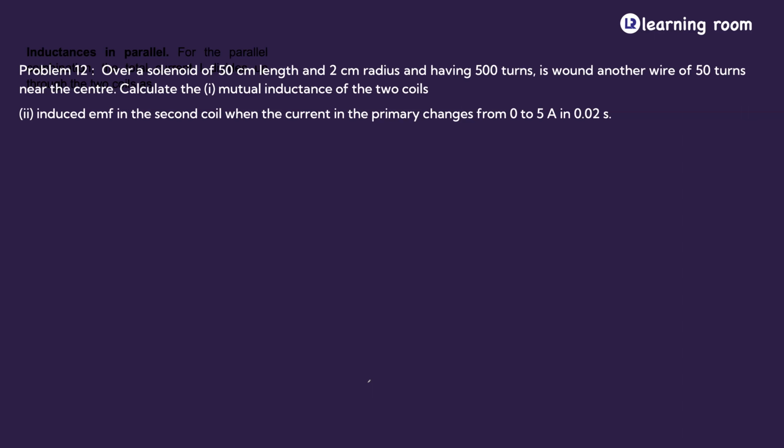So we'll do one last problem and then we'll go to the next two theoretical topics. We'll finish that. Okay. Over a solenoid of 50 centimeter length and 2 centimeter radius and having 500 turns is wound another coil of 50 turns near the center. Calculate the mutual inductance of the two coils. So what is the length of the first solenoid? Over a solenoid of length 50 centimeter and 2 centimeter radius and having 500 turns is wound another.